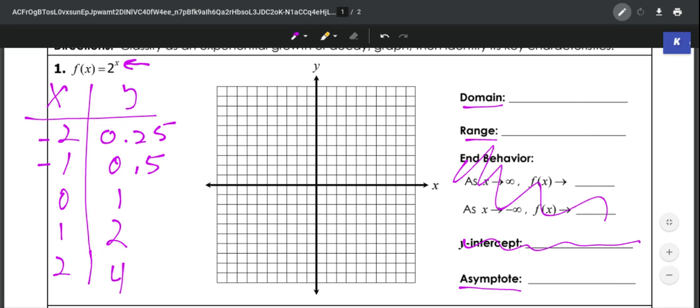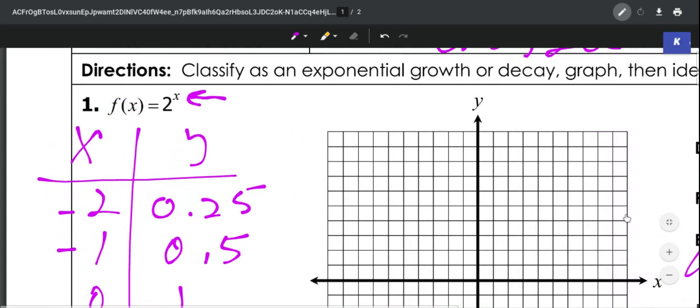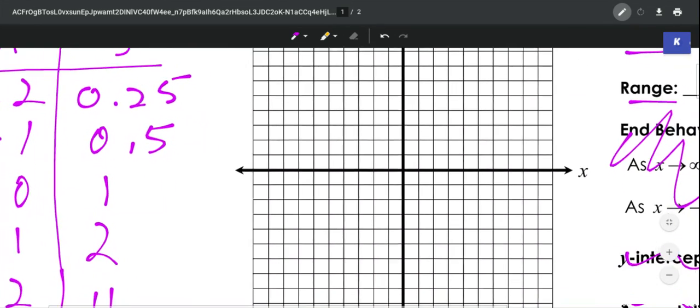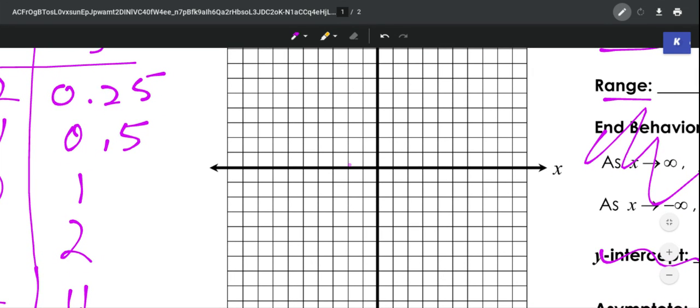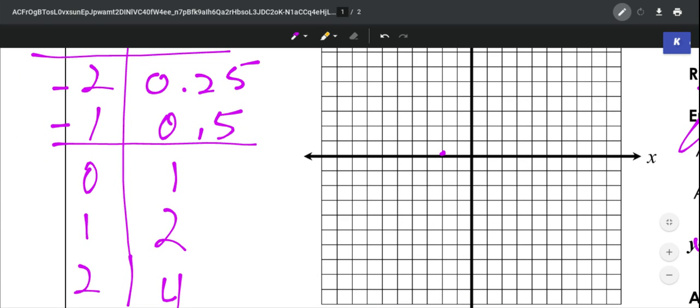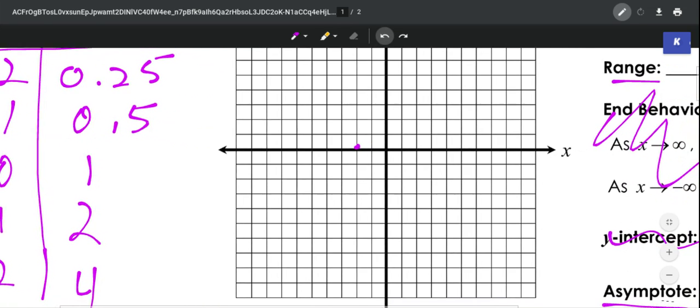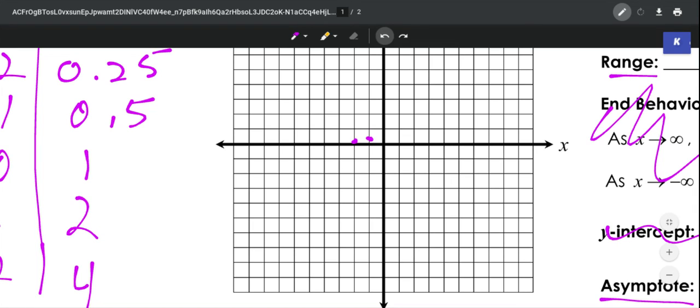And then we'll graph it. So let's start off with -2. So 1, 2, and then it will be at 0.25 on our graph, which I'll try to zoom in to make it a little bit closer. So that would actually be right about there. It's really close to the x-axis. Then we've got -1 and 0.5. So that's going to be about right in between there. Right in between 1 and 0 on the y-axis.